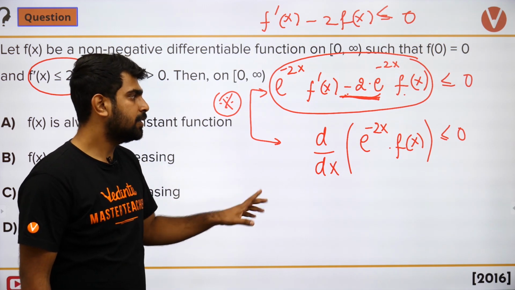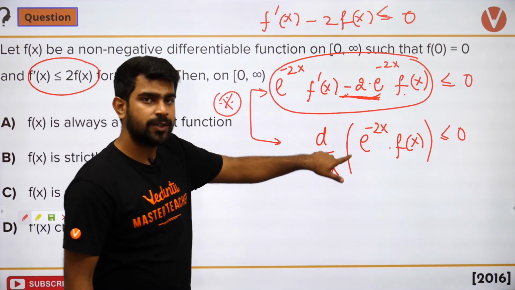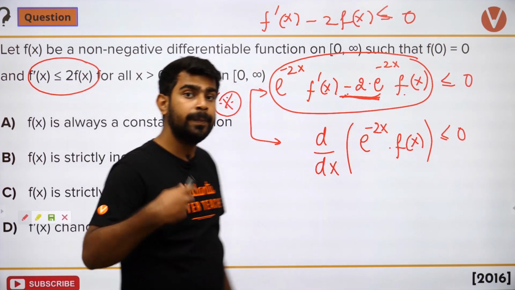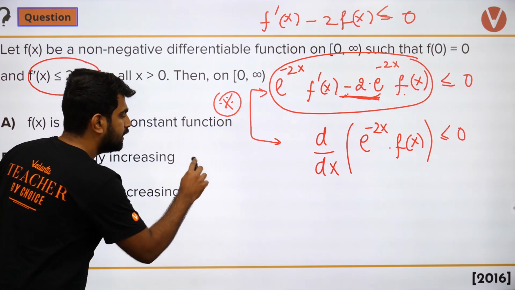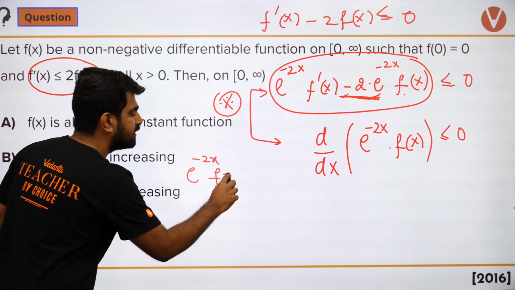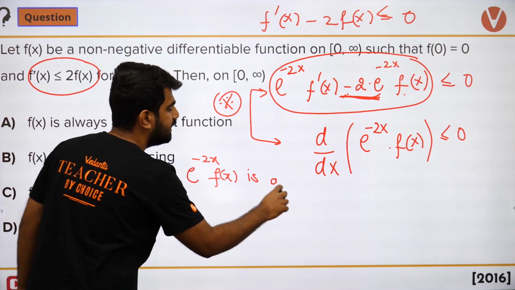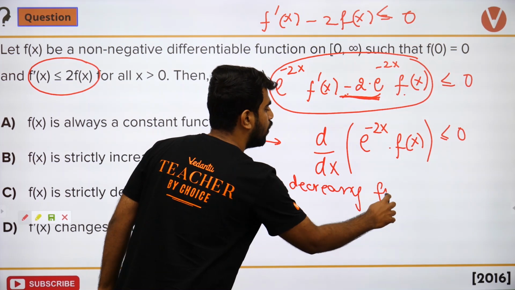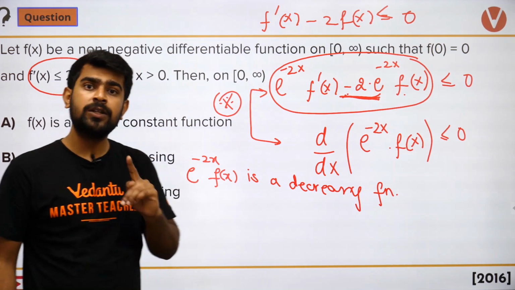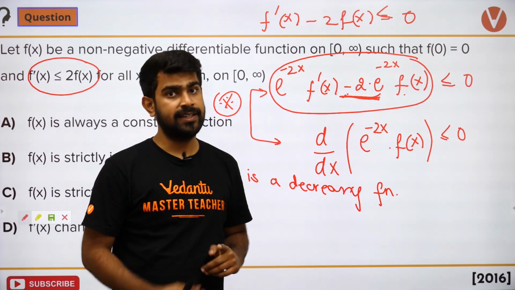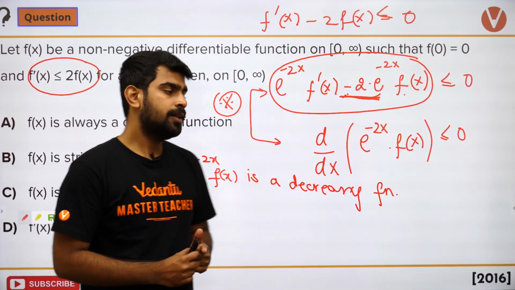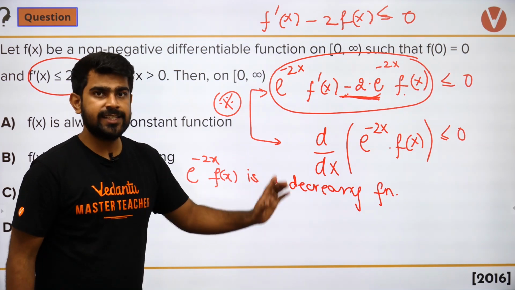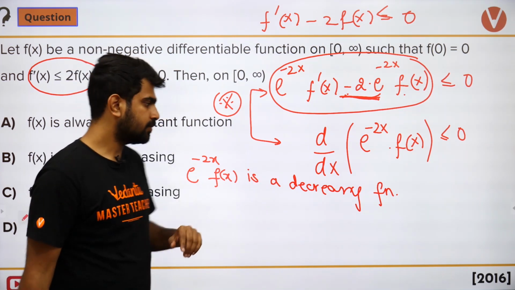Very good, guys. Awesome. Now, this is nothing but a derivative, right? So derivative of a function is less than or equal to 0 means what? Means e to the power minus 2x f of x is a decreasing function. I hope all of you are aware, because by now even in your school, you should have completed application of derivatives. Okay? Guys, this is something which is taught in NCERT as well. So please be aware of increasing and decreasing, quite important.